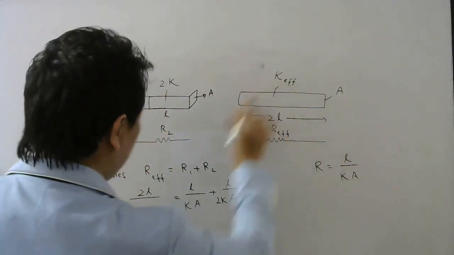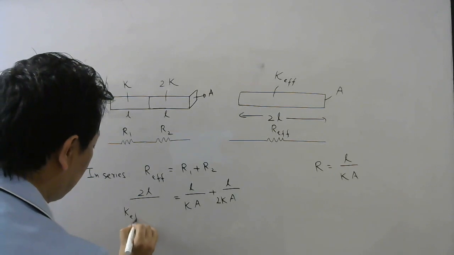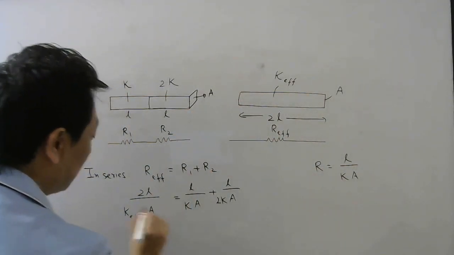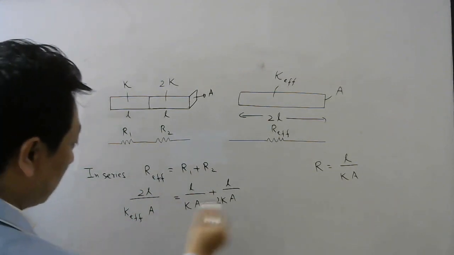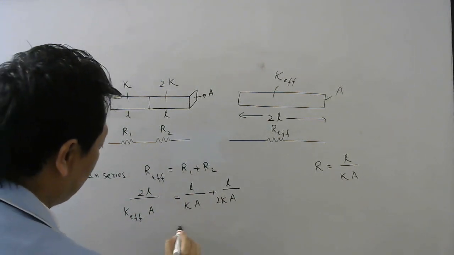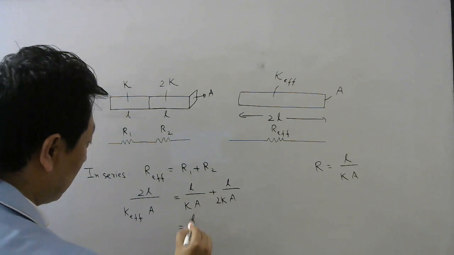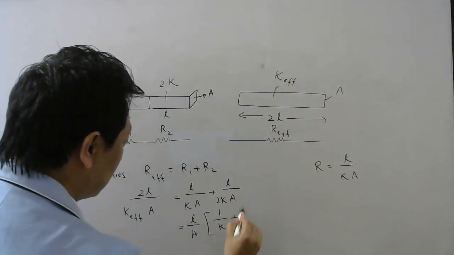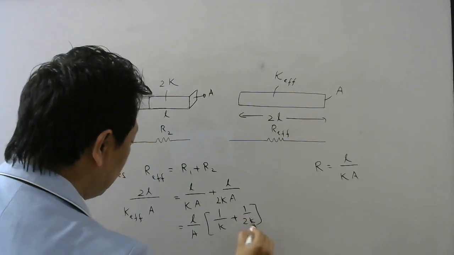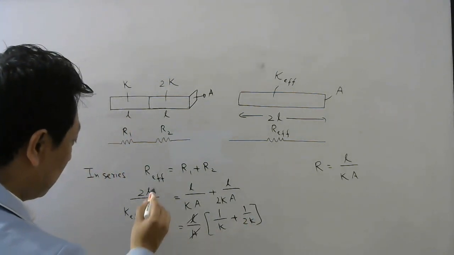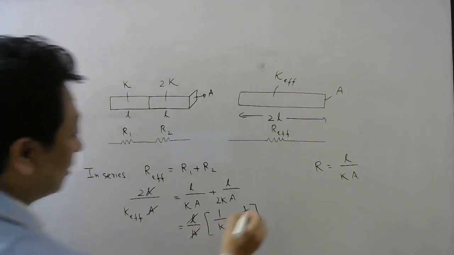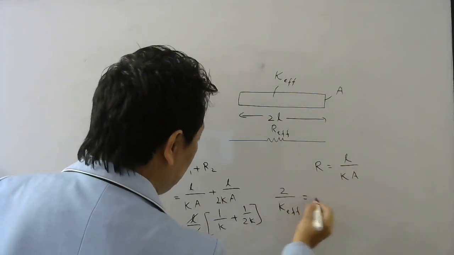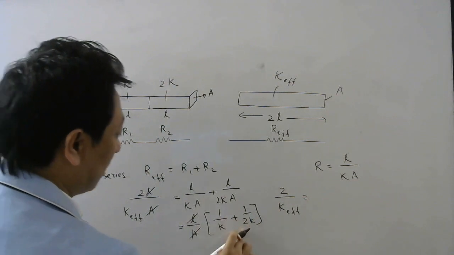What is the K of this? We have to find. It is K effective, and area of this will be obviously same as this area, right? So, you can see whatever common you can take will cancel. So, if I take L by A common from here, I will get 1 by K plus 1 by 2K, isn't it? Then this L by A and this L by A will cancel. So, I will get 2 by K effective equals 1 by K plus 1 by 2K.